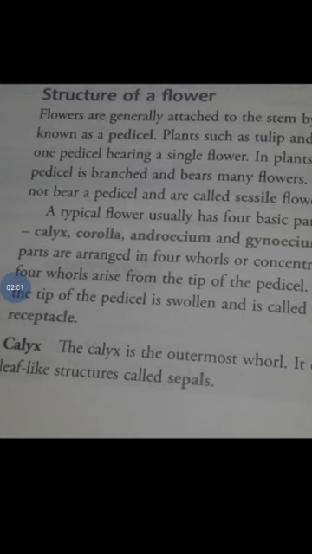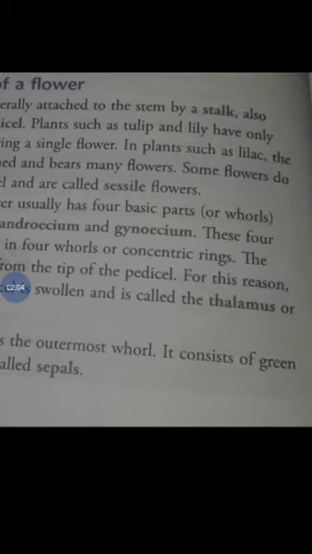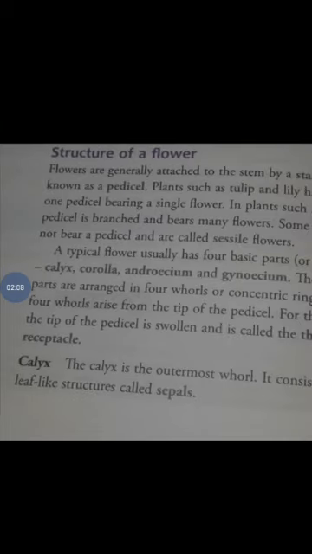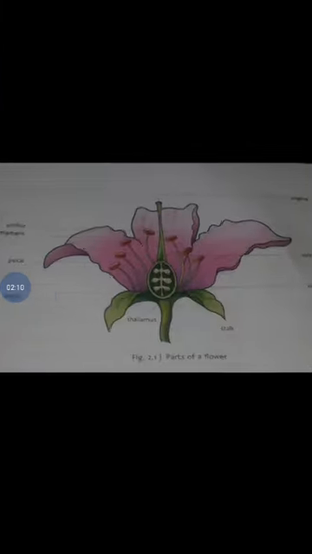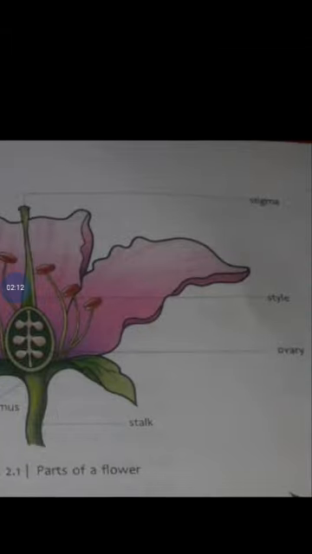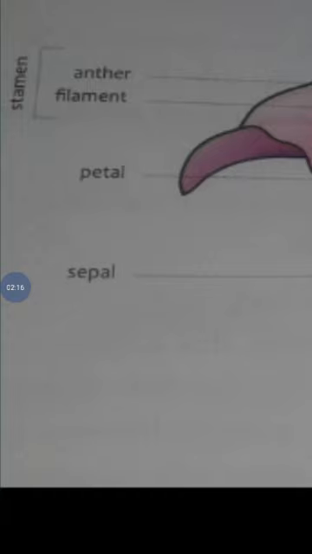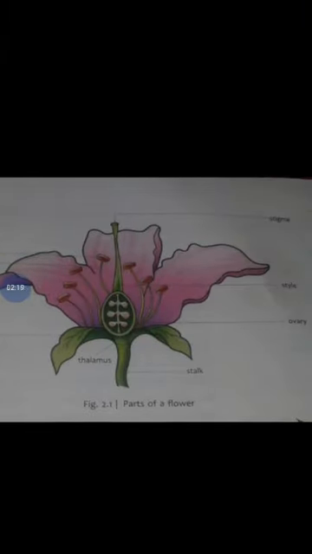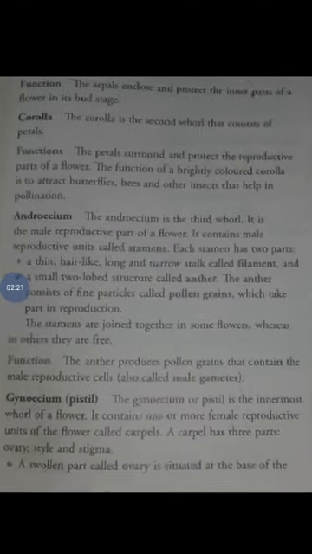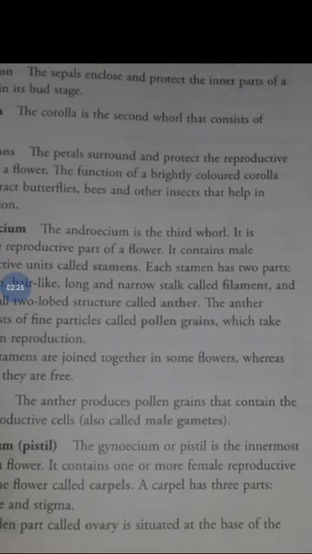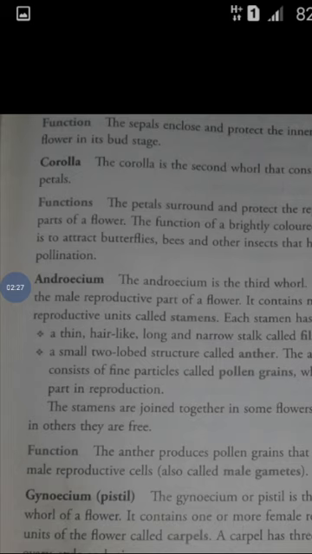Calyx. The calyx is the outermost whorl. It consists of green leaf-like structures called sepals. This is a sepal, a green structure which is known as sepal. Function: the sepals enclose and protect the inner parts of a flower in its bud stage.